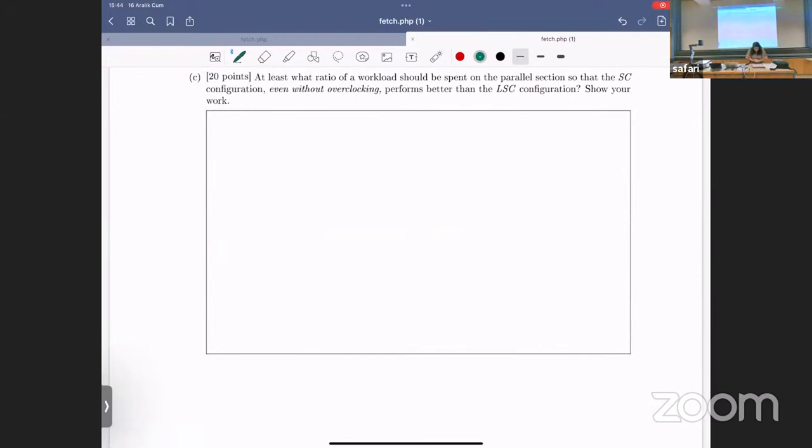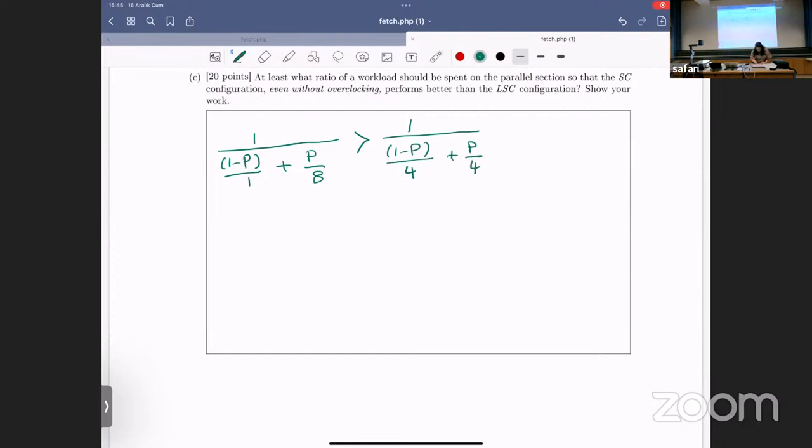So for this part, basically we want to see how big the parallel portion of the application should be for us to have an SC configuration in our system instead of LSC. Let's have a parameterized scenario. Let's call the parallel portion of our application P. What we want is that 1 minus P plus parallel portion divided by 8, so this is the speedup, to be bigger than 1 minus P divided by 4, because that was what the larger core was doing. And then P would be 4. So then we do a little bit of calculation. 1 minus P plus P over 8. Yeah, 1 minus P.